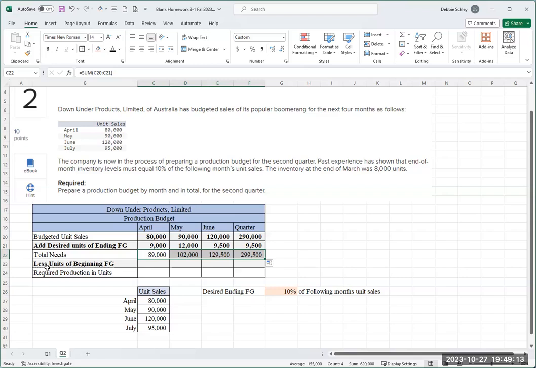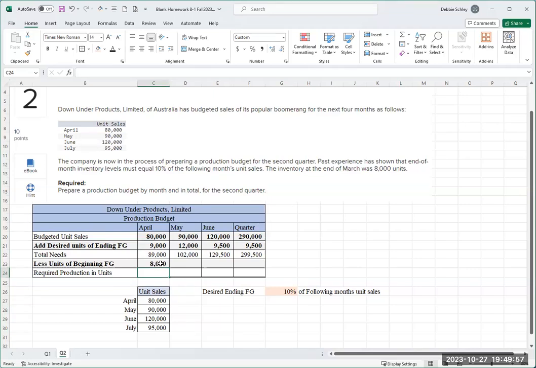Okay, less units of beginning finished goods. Where do we find April's beginning finished goods? Well, if you think about it this way, the beginning goods of one month is equal to the ending goods of the previous month. So the inventory at the end of March was 8,000 units in my problem. So if it's the ending inventory of March, that means it's going to be the beginning inventory of April. So this equals the 8,000 units that they told me up here.